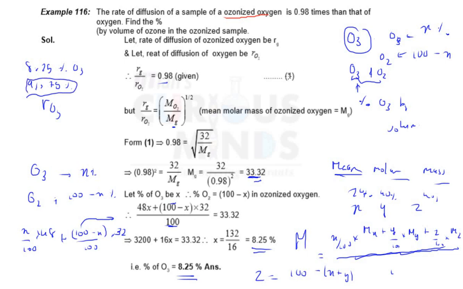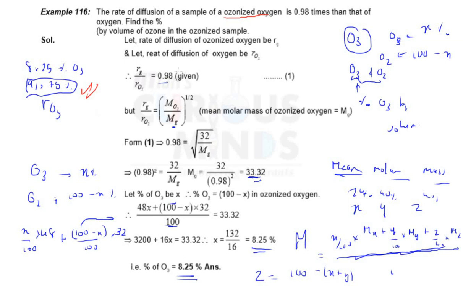The question will remain the same, they will just ask it in different ways. The given data will be the same, but the required data will be different. Here they asked for the percentage by volume of ozone in the ozonized sample. They could also ask for the percentage purity, which is 91.75. The method remains the same.